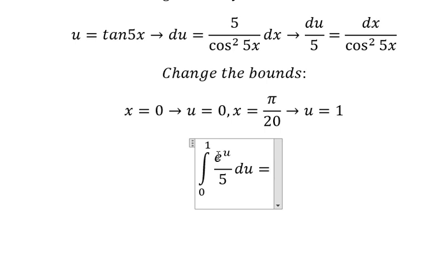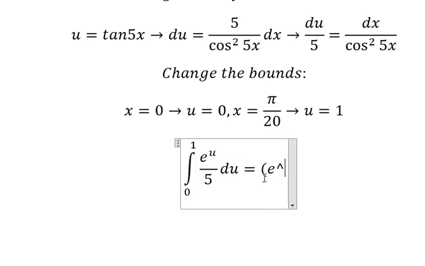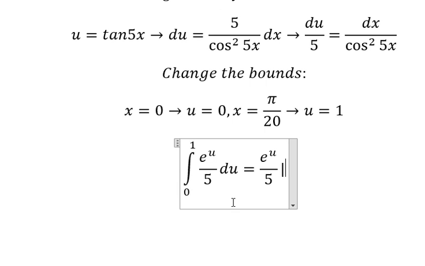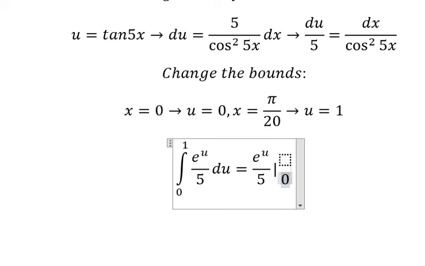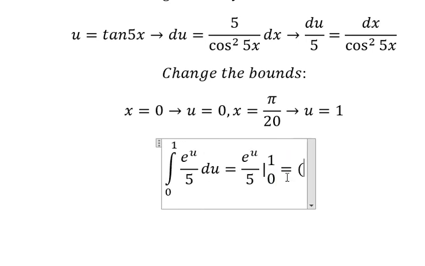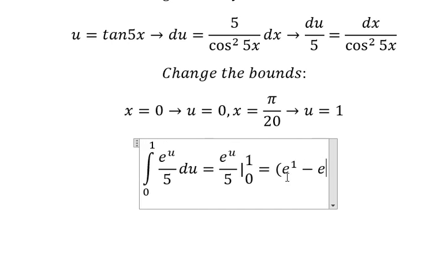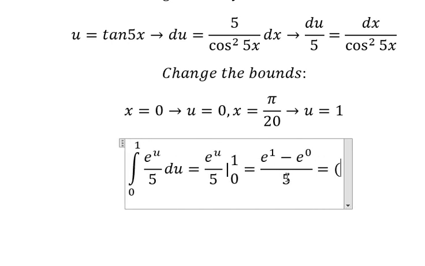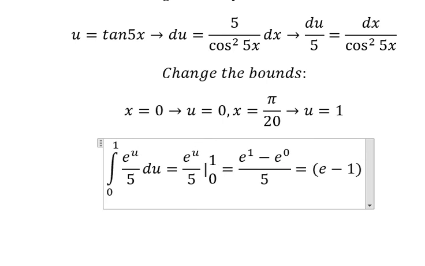So the integration of e to the power of u, we have e to the power of u over 5. And we put the bounds from 0 to 1. And now we have the final answer, and we have e minus 1 over 5.